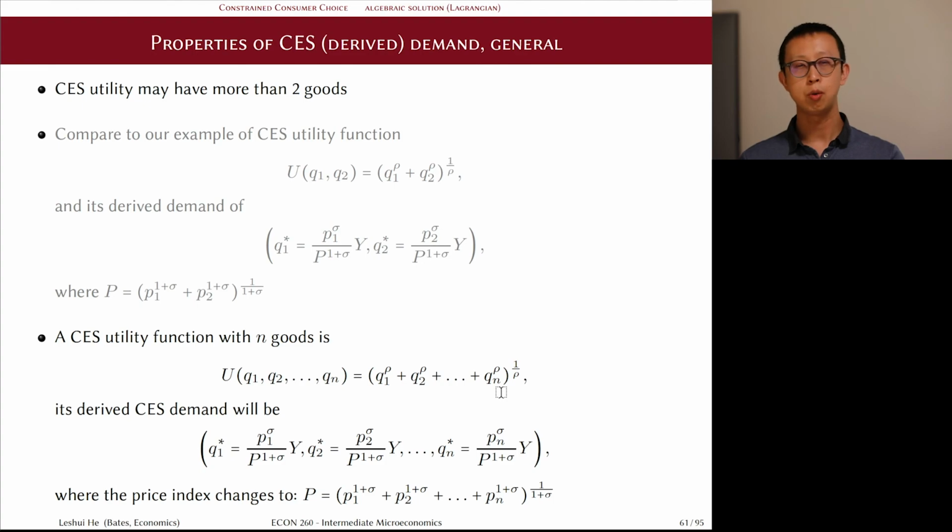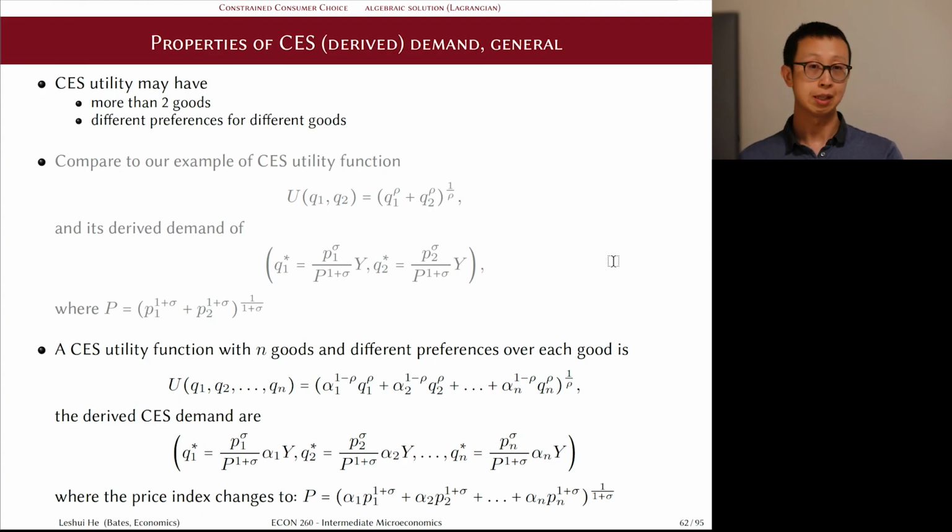Well, it is always very natural to imagine situations where the consumer might prefer pizzas over burritos, or the other way around. Well, it turns out the CES utility function can be generalized very easily to incorporate this kind of feature as well. In addition to having n goods, each good can also contribute to the utility function differently for the consumer. To do that, we would multiply a so-called preference shifter, alpha, for each and every good.